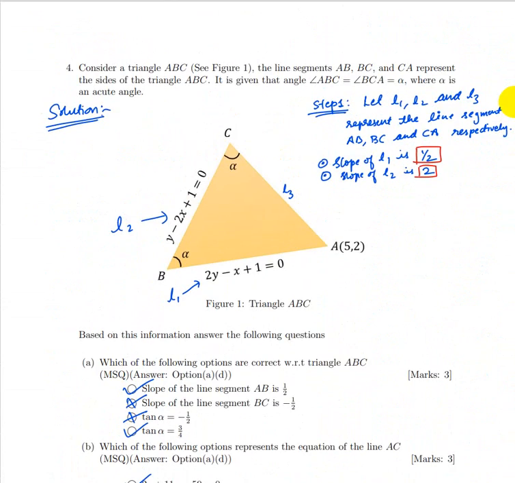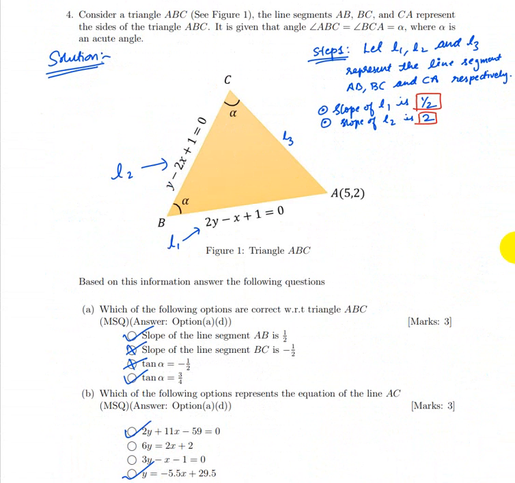Yes, this question is also very interesting. Consider triangle ABC. The line segments AB, BC, and CA represent the sides of triangle ABC. It is given that angle ABC is equal to angle BCA is equal to alpha, where alpha is an acute angle. Alpha is acute.